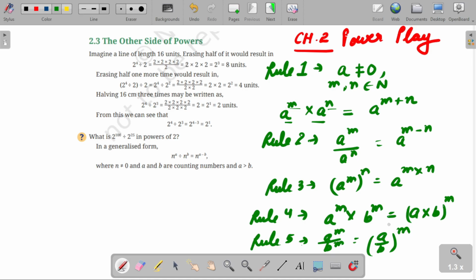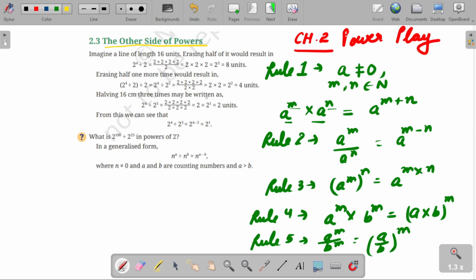Fine. So these were the rules that we had discussed in our previous lecture. Today we are going to start with the next topic, that is the other side of powers. That means we now have new rules. So let's discuss them.